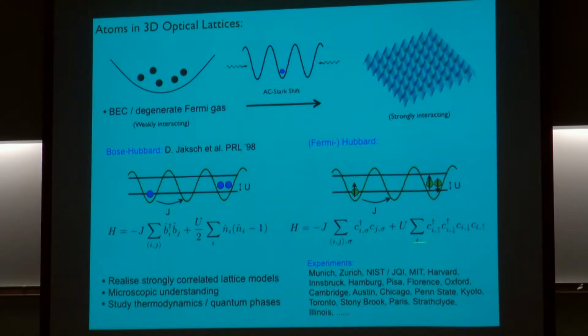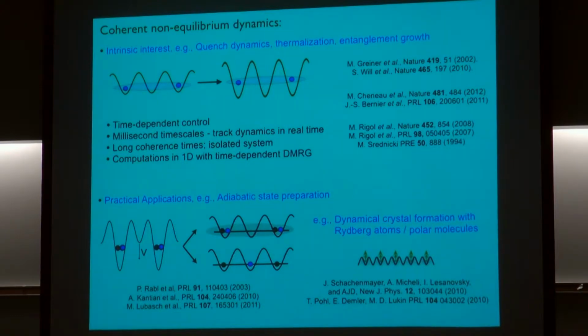So this has motivated a lot of the experiments, but of course there's a lot more to these systems and their capabilities than just thinking about thermodynamics in these lattice models. In particular, these are ideal systems to think about out of equilibrium dynamics. Firstly, we have very good time-dependent control because the tunneling dynamics in these systems typically is of the order of millisecond timescales, and that allows you to vary the system parameters very rapidly, so the depth of the lattice, effectively the tunneling parameters and the interactions, on a timescale that is fast compared with those dynamics.